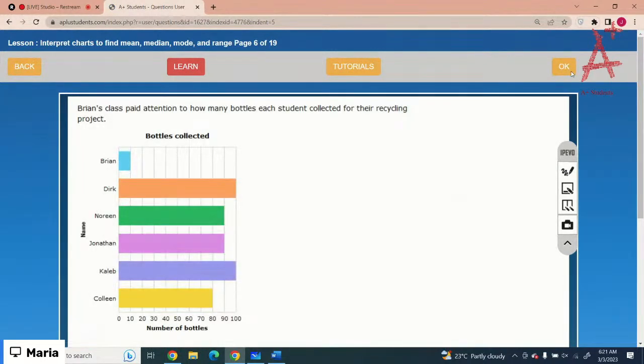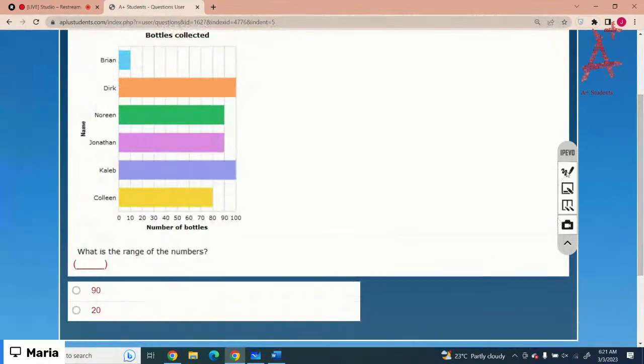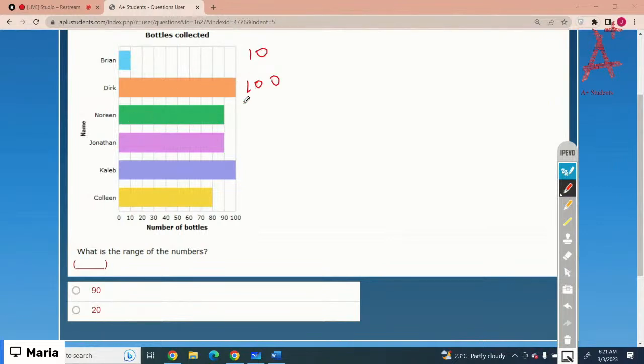Okay, a class paid attention to how many bottles each student collected for their recycling. What is the range of the data? You have to calculate the range. The values are 10, 100, 90, 90, 100, 80.